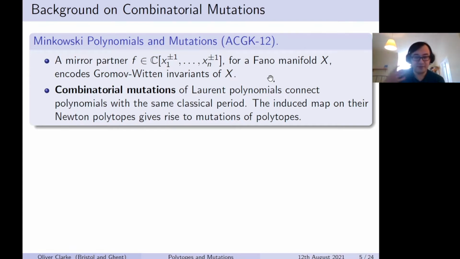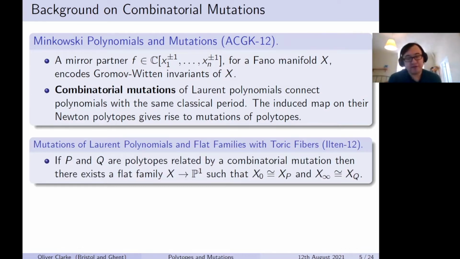And it turns out that there is a process on Laurent polynomials, which is some kind of mutation, which preserves the classical period. And in particular, for a family of Minkowski polynomials, two Minkowski polynomials have the same classical period if and only if they're connected by a sequence of combinatorial mutations. From this, we get a notion of mutation for polytopes, which is induced by looking at the Newton polytopes. This is what I'm going to be discussing later, but I'll be discussing it from the dual side, from the tropical side.